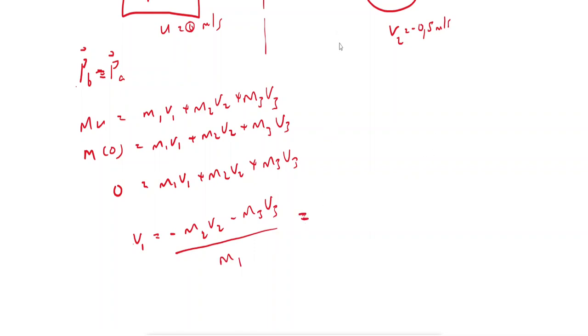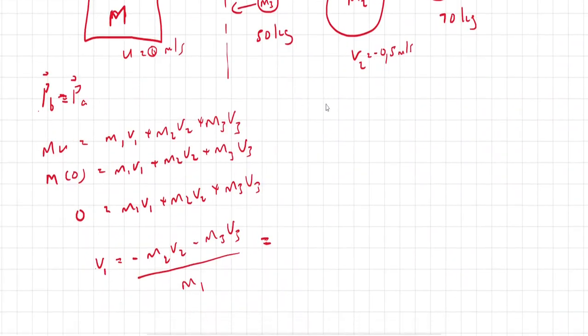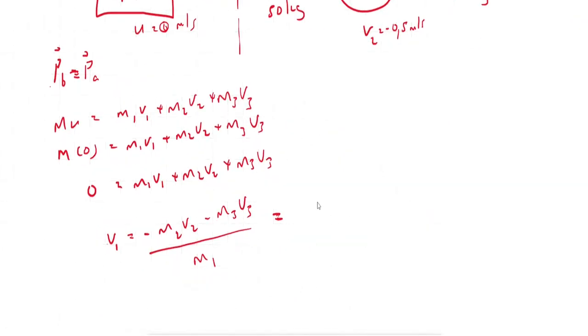We didn't give you masses, so let's just assign whatever masses we can. I'll assign this one 100 kg, this one 70 kg, and this one 50 kg. All right, so let's do it like that. And then let's come here. So we said M2 is going to be 100 kg, it's minus 100 kg, and V2 we said is going to be minus 0,5.